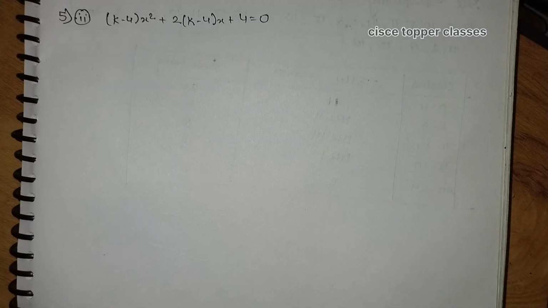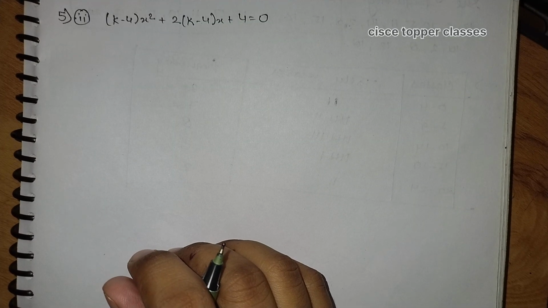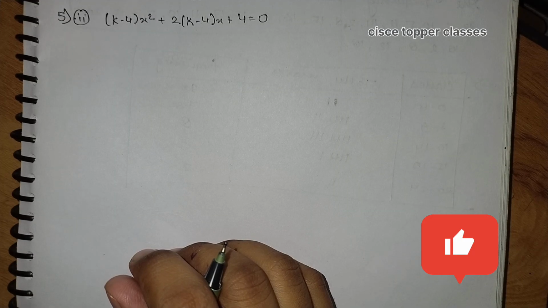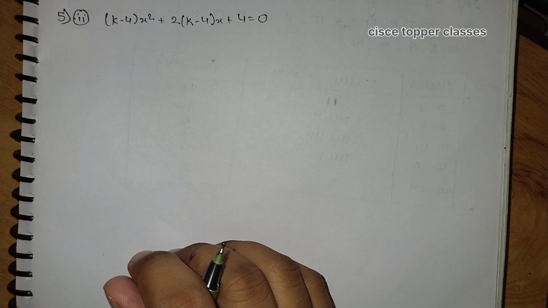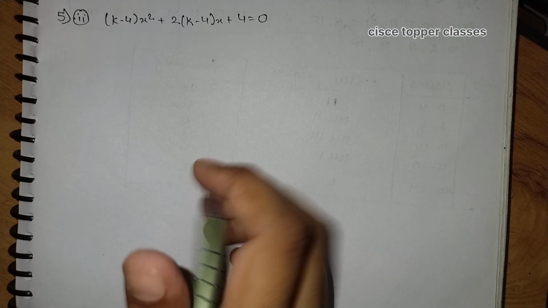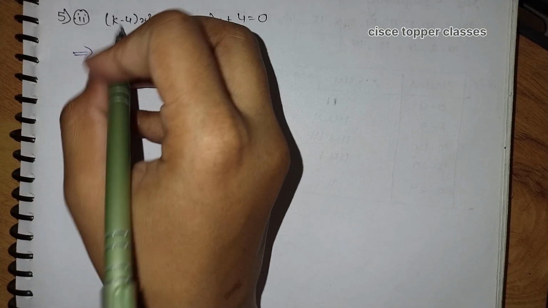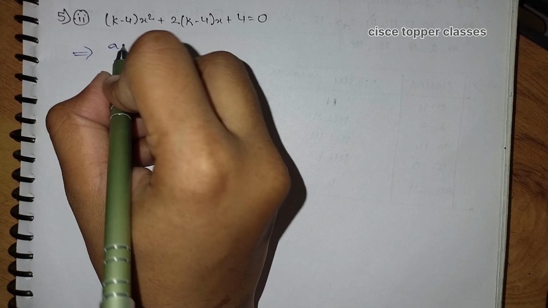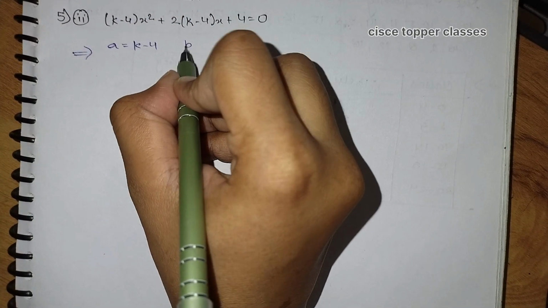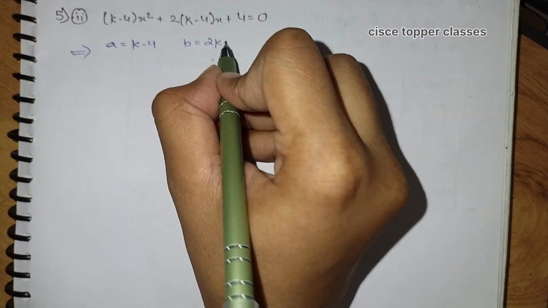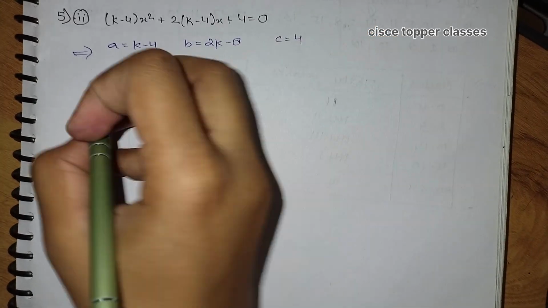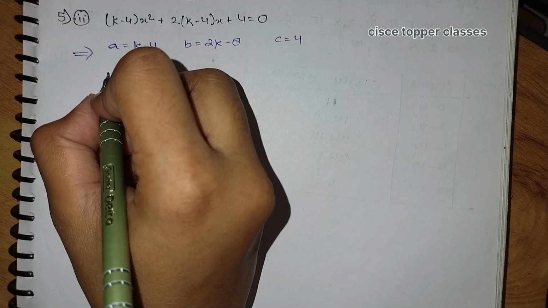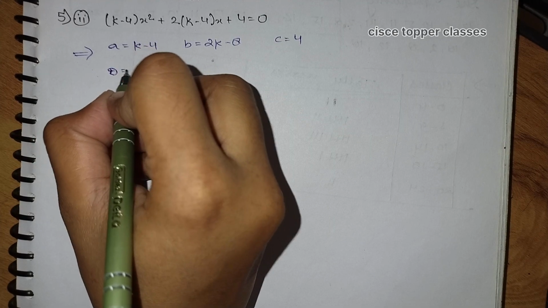Now let us solve question number 5 second part. We have to find the value of k for which each of the following quadratic equations has equal roots. For solving this, we know in this equation a is k minus 4, b is 2k minus 8, and c is 4. If the equation has equal roots, then the discriminant will be 0 here.